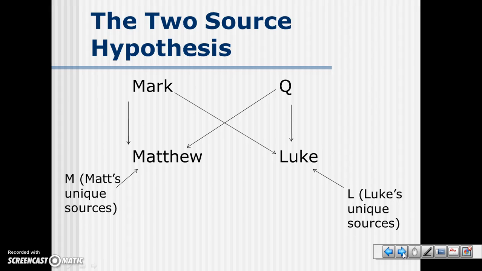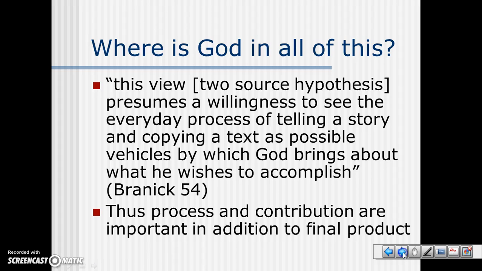Furthermore, Matthew has some stuff in his gospel that is unique to Matthew, and we refer to that as M, Matthew's unique sources, which you see the arrow pointing to Matthew. Luke also has his own unique sources found only in Luke, which are represented by L, which has the arrow pointing from L to Luke. The way that the arrow is pointing shows where the source is coming from and going to.